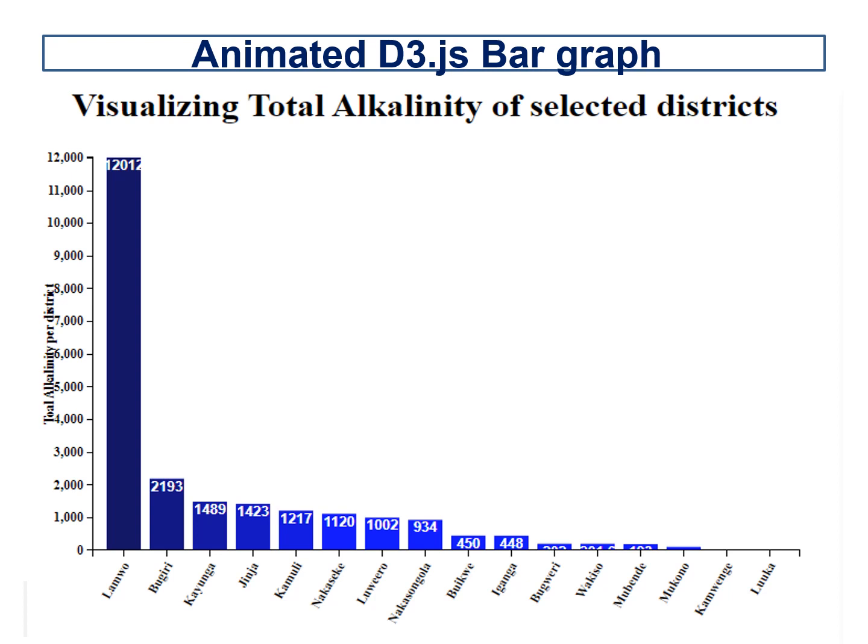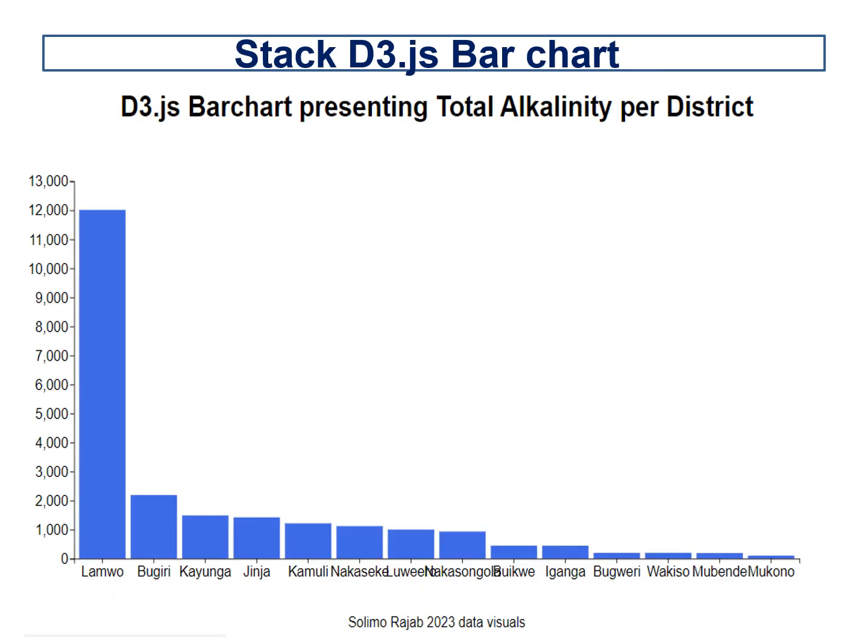So as you can see in this other visualization, which is also a bar chart and is stacked, Kamwenge and Luka have not been visualized yet, because this stacked one takes it as if it has no relevance, it has nothing to do here. So we can still see that Kamuli has given us the highest, Bujiri, Kayunga, as related to the animated previous bar chart.